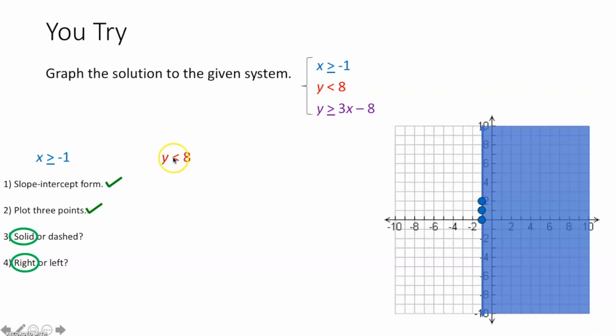Next, we're going to graph y is less than 8. So is this in slope-intercept form? Technically, yeah, it's y equals mx plus b. There is no m or x. There's just a b value. Okay, we're in slope-intercept form. Because we knew this was a vertical line, x is equal to -1.